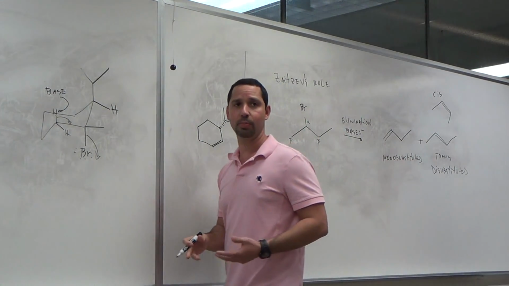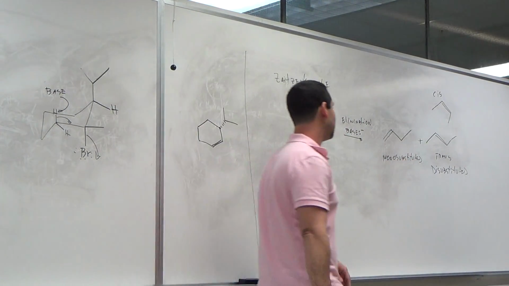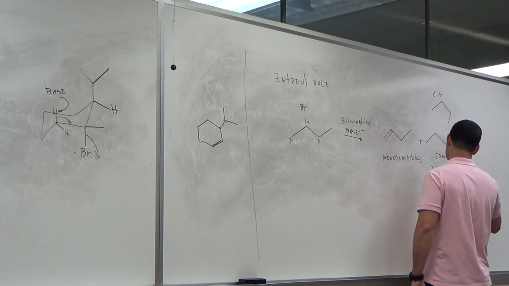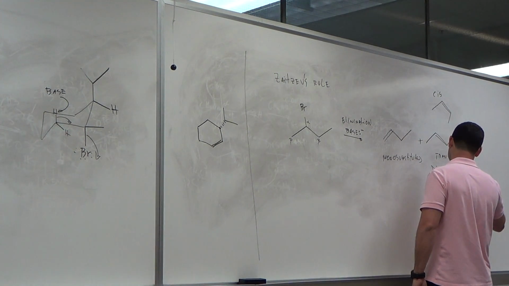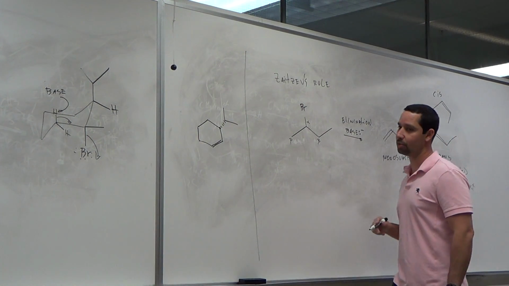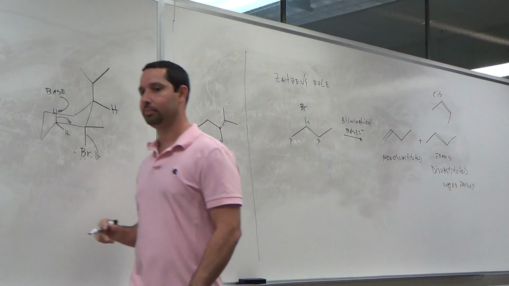So which one is the major product? This is trisubstituted, a major product. According to whose rule? Zaitsev. This one is major, this is minor.